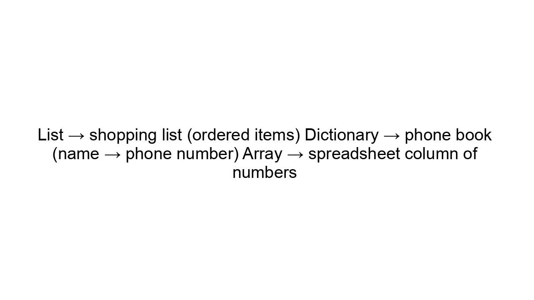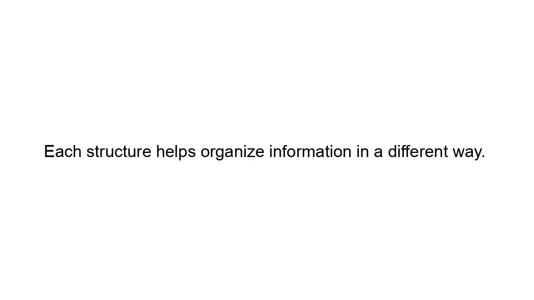Concepts used. Structure and role. The list stores the dataset. The dictionary stores labels. The array performs numerical analysis. These structures work together in AI systems.